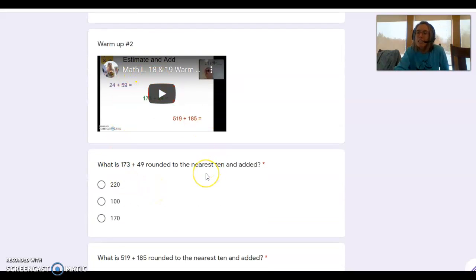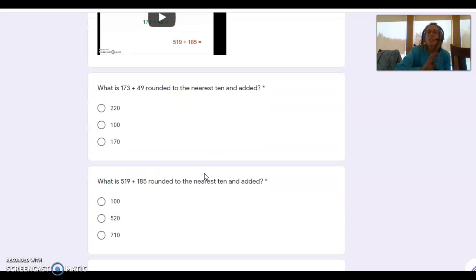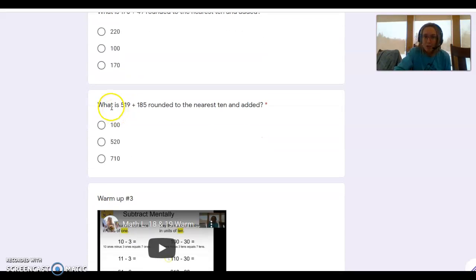Okay, for our second warm-up, we were practicing rounding to the nearest 10 and then adding. So if I was going to round 173 plus 49 to the nearest 10 and then give an answer, what answer did you say? Did you say 170? Did you say 100? Or did you say 220? I know it's not 170 because that's way too close to this number. 100, that's less than this number. 220 is the correct answer.